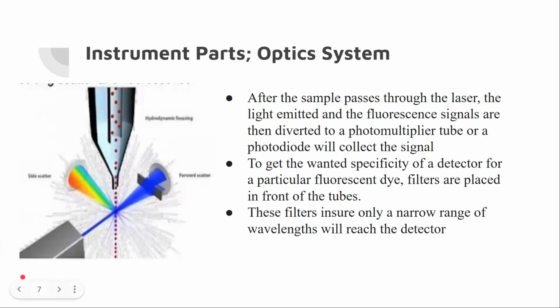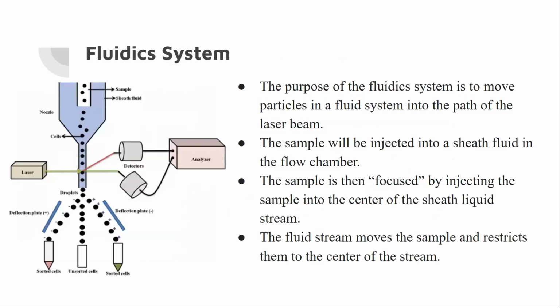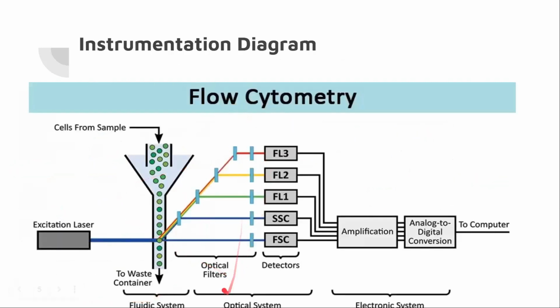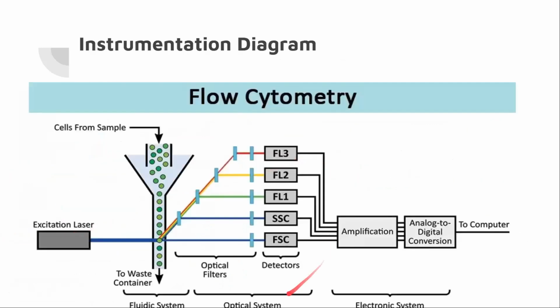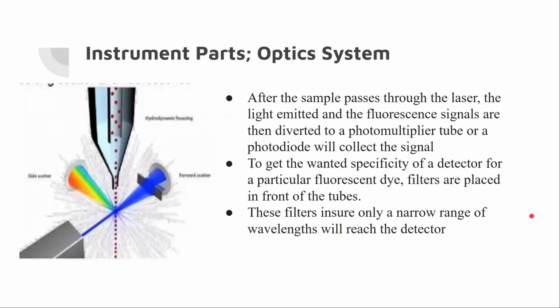And this is the next part, the optic system. After the sample passes through the laser, the light emitted and the fluorescent signals are then diverted to a photomultiplier tube or a photodiode that will collect the signal. To get the wanted specificity of a detector for a particular fluorescent dye, filters are placed in front of the tubes. And you can see some of these optic filters here. These filters ensure that only a narrow range of wavelengths will reach the detector. I have our detectors here. So with those two parts, we move on to the electronic system and the side scattering and forward scattering detectors.